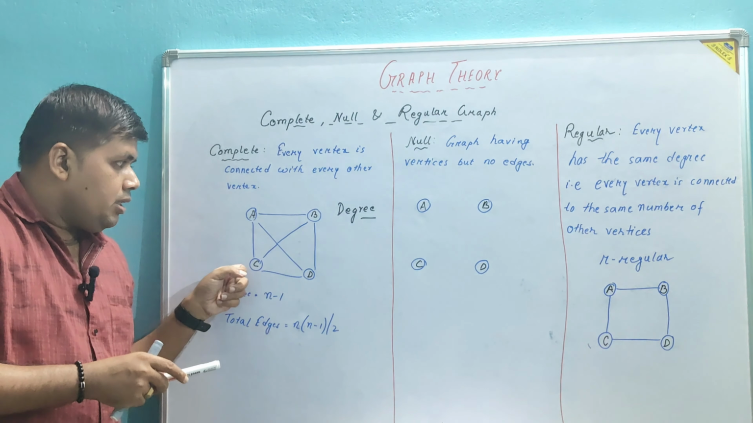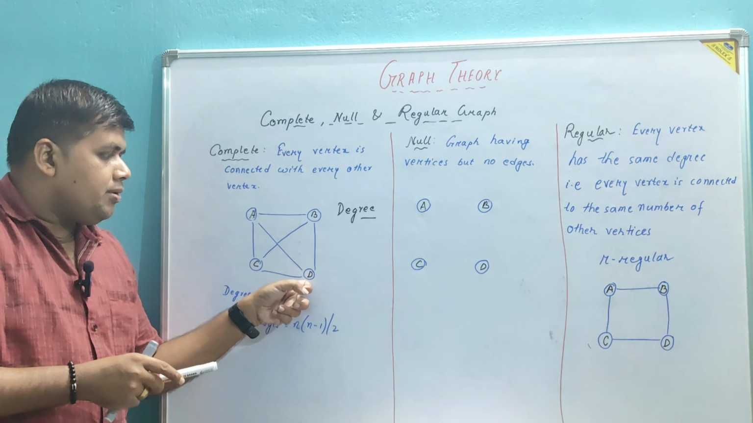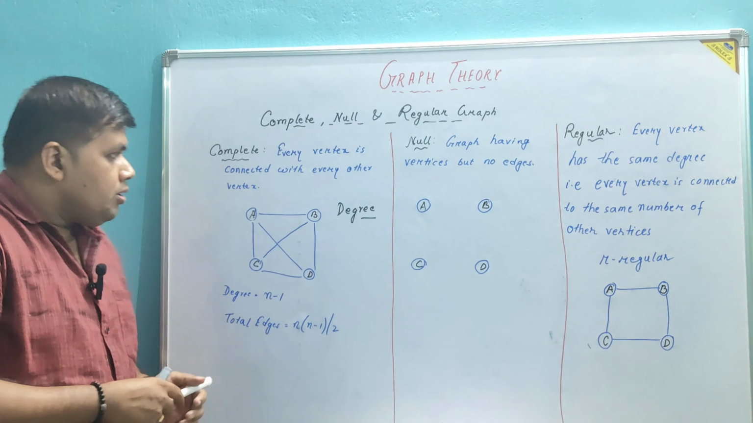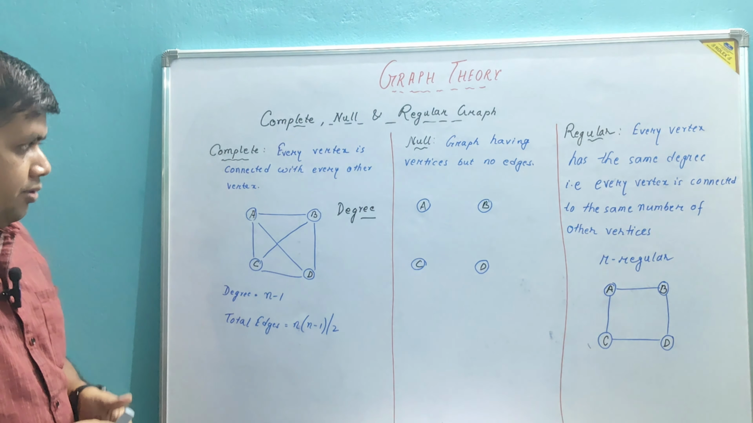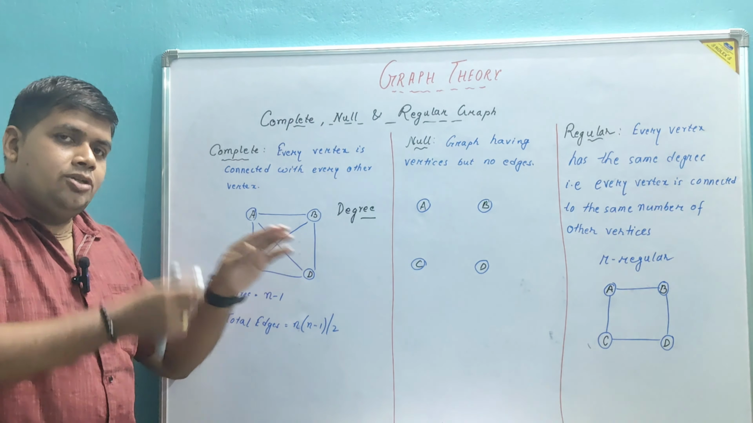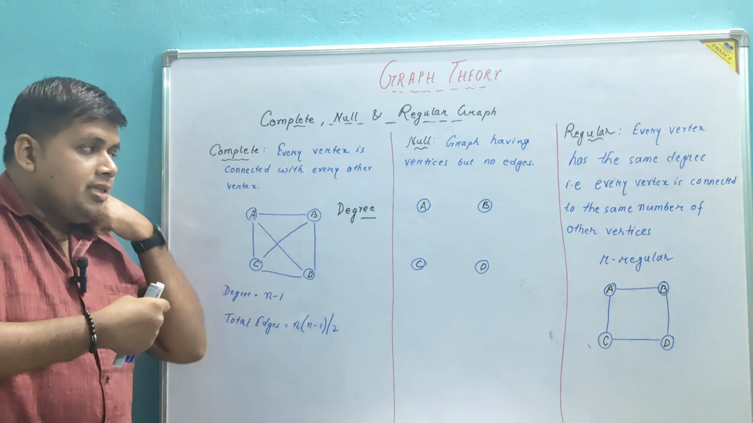Similarly, degree of B, it is connected with A, D and C. So degree of B is 3. So that is the term degree. So it will be used across other graphs also. So degree means the total number of vertices to which a particular vertex is connected.